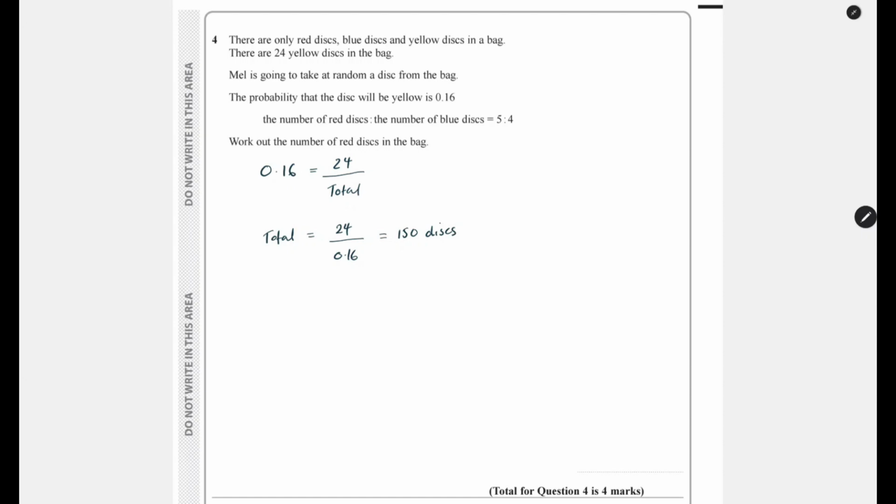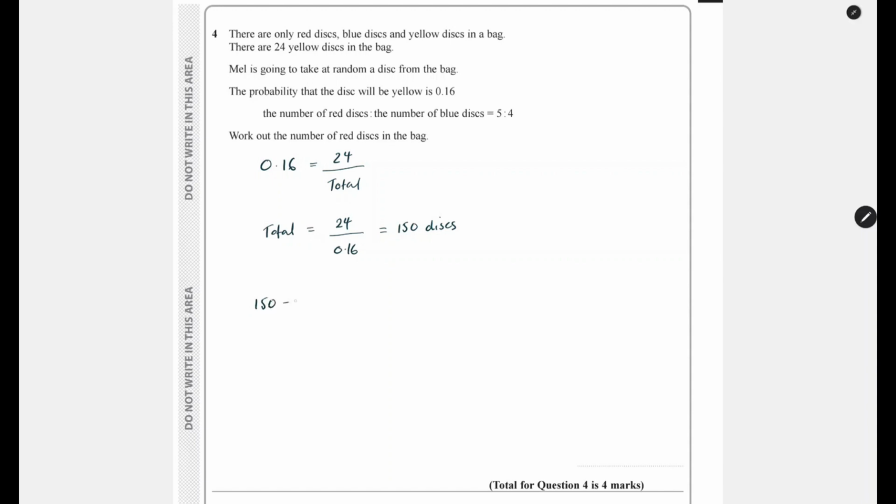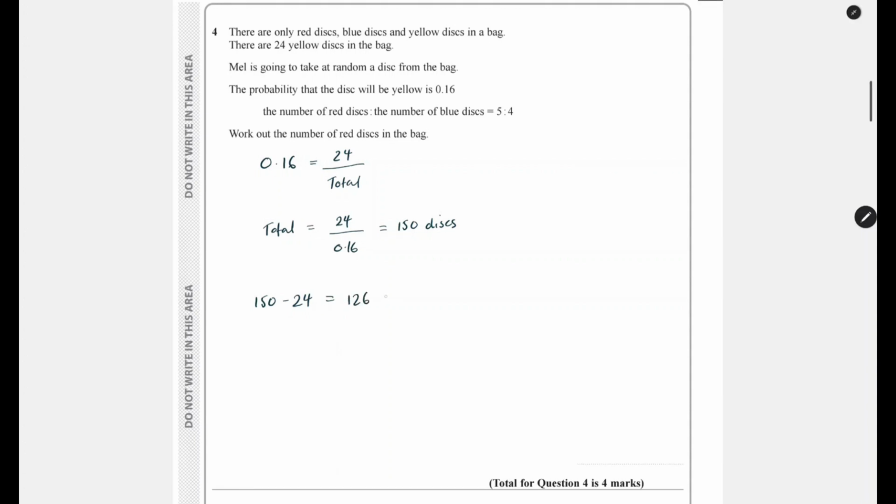We know that 24 of them are yellow, and so if we say 150 minus the 24 yellow discs, that gives us 126 red and blue discs. They've told us in the question that the ratio of red discs to blue discs is 5:4, and the total is 9. And so if we say 126 red and blue discs multiplied by 5/9 to get the ratio of red discs, that will give us 70 discs. And so we have 70 red discs.